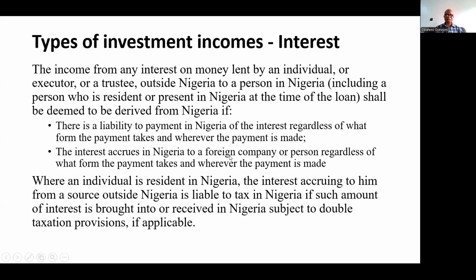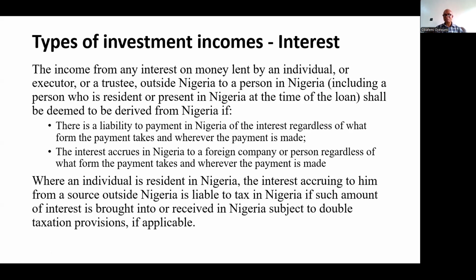All right, so let's go ahead to talk about another type of income, the investment income. Here we're talking about interest. The income from any interest on money lent by an individual or an executor or a trustee outside Nigeria to a person in Nigeria, including a person who is resident or present in Nigeria at the time of the loan, shall be deemed to be derived from Nigeria.